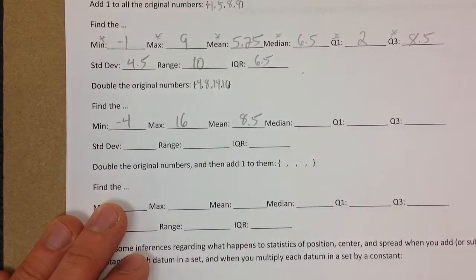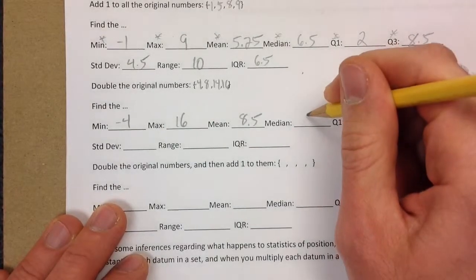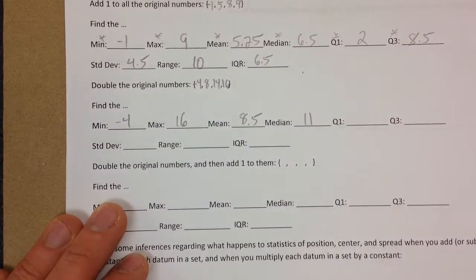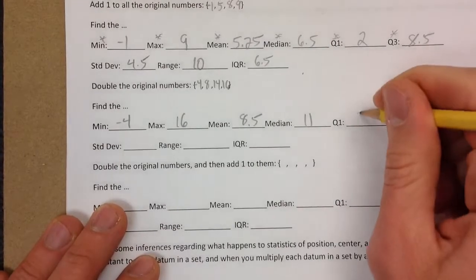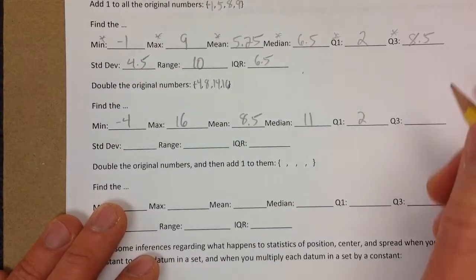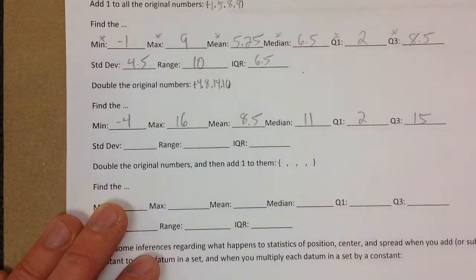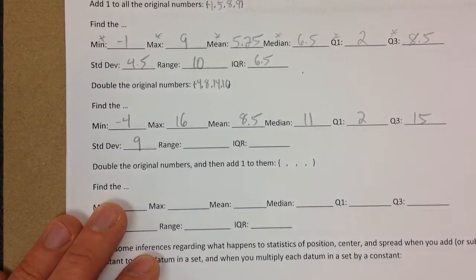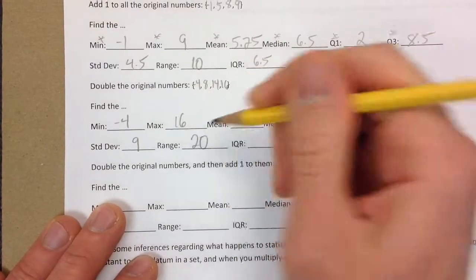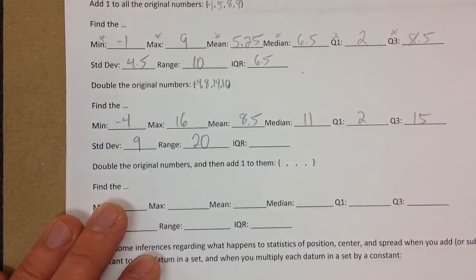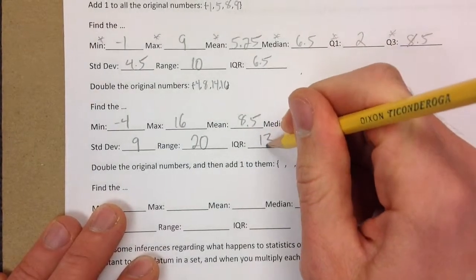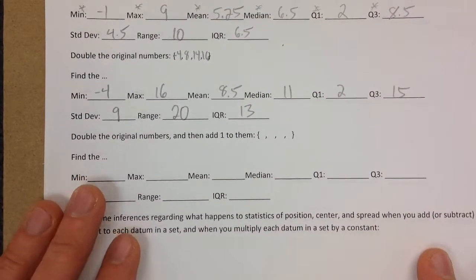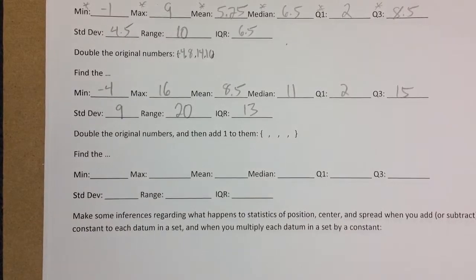Good. Mara, the median? 11. Good. Savag, the Q1? 2. Lucy, Q3, 15. Justin, the standard deviation, 9. Hiji, the range. Say again. 20, thank you. Ethan, the IQR, 13. Okay, thank you very much. Splendid job.